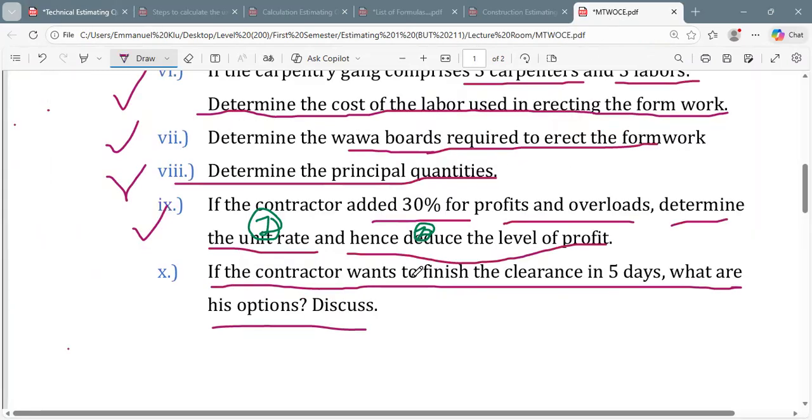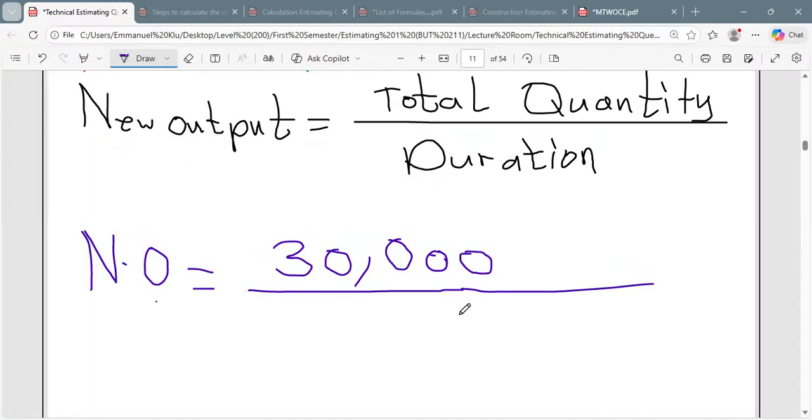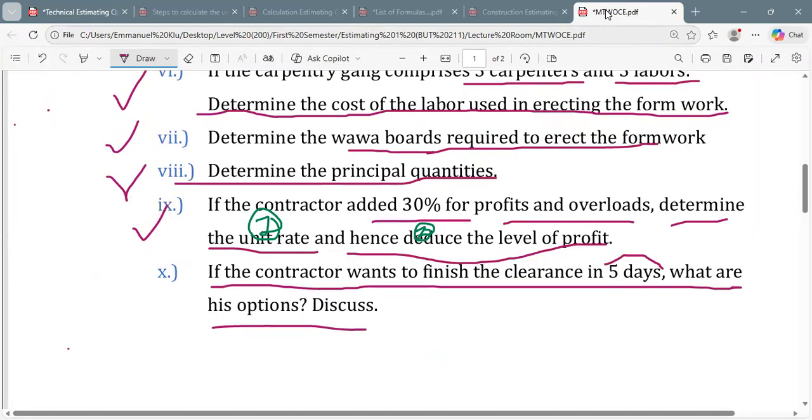They said that if the contractor wants to finish the clearance in 5 days, so a new duration has been specified over here. What are his options? Okay, so 5 days. So this is meter squared. 5 days. Let me highlight that for people who are still wondering. This is it. 5 days. So that is it.